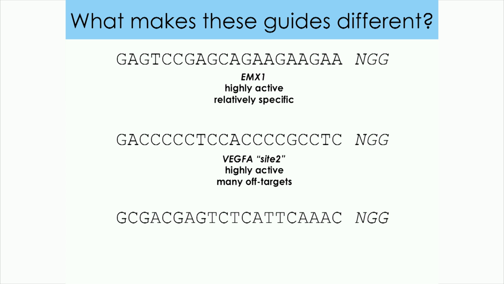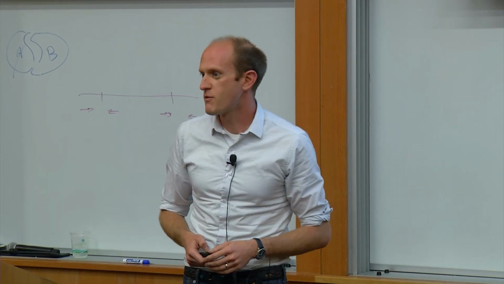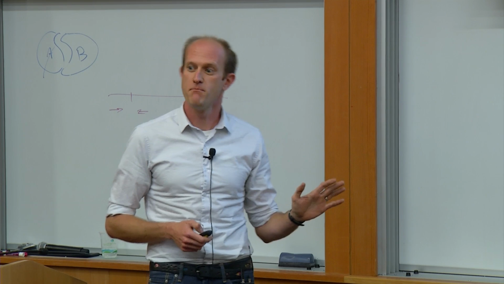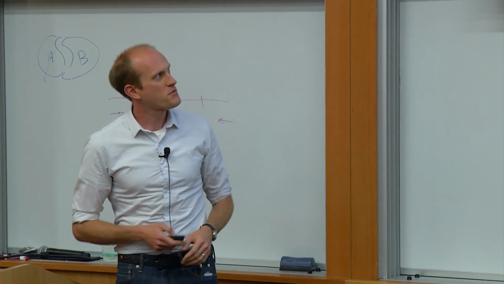This is VEGF site 2. It's very, very highly active. But when people go looking for this in sequencing experiments, which I think Dana has talked about already, this thing hits tons and tons and tons of genes. Okay? So we've already identified one thing that might be bad about guides, just from the sequence alone.